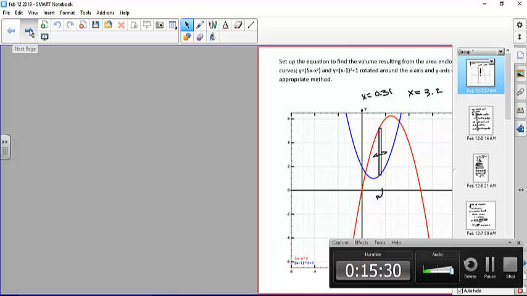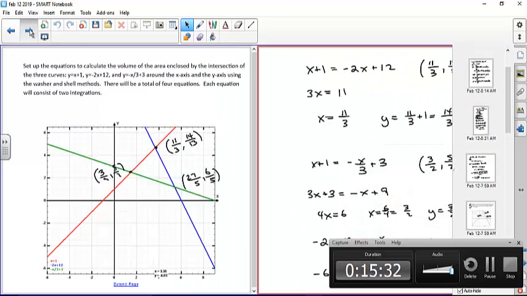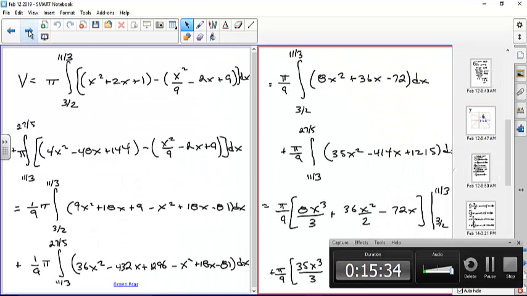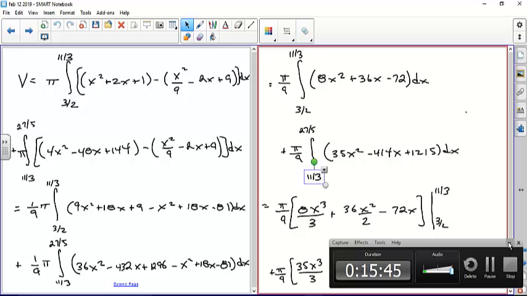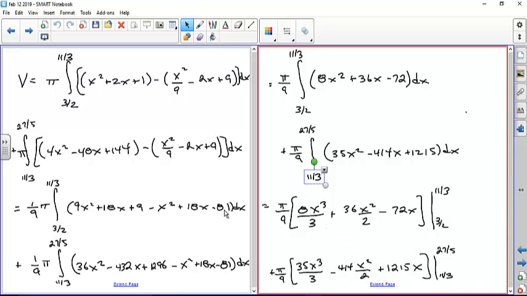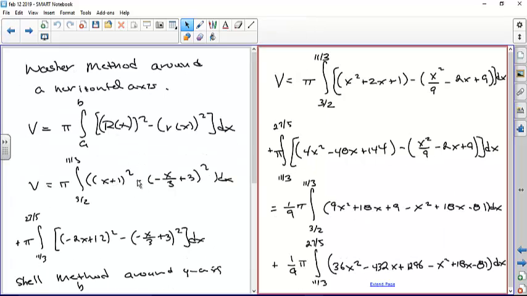Yeah, that was it. Okay, so I'll just show you how it worked out. Here's my integral: pi times the integral from 3/2 to 11/3, and from 11/3 to 27/5. And let me minimize this thing. So what I did was, originally it was this equation. Then I multiplied these things out to get that equation.